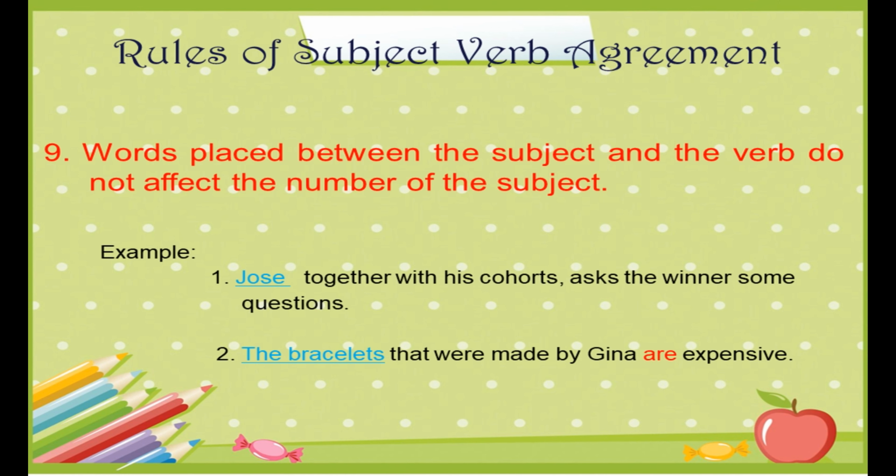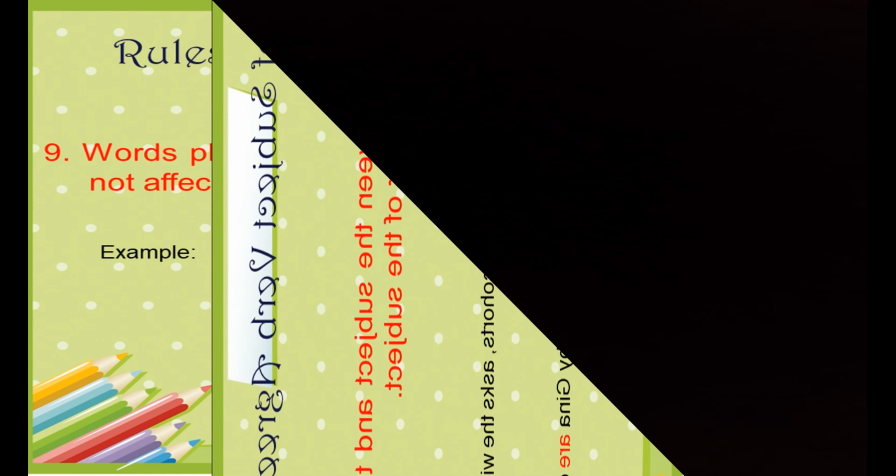Rule number 9. Words placed between the subject and the verb do not affect the number of the subject. Example: Jose, together with his cohorts, asks the winner some questions. Number 2. The bracelets that were made by Gina are expensive.